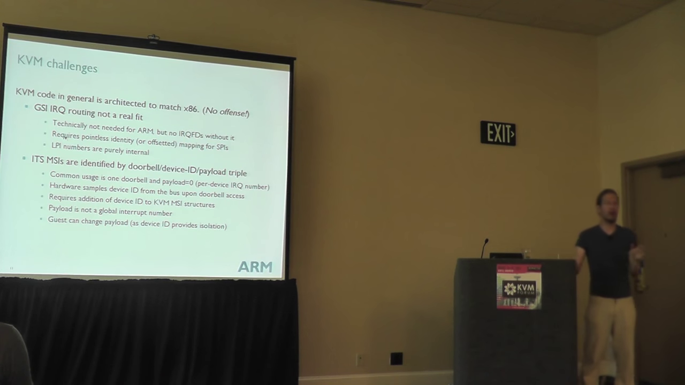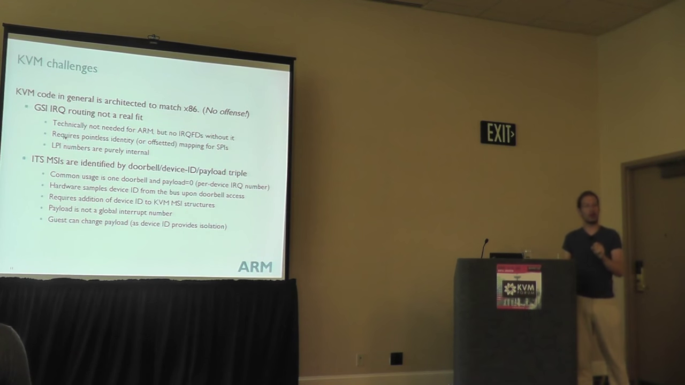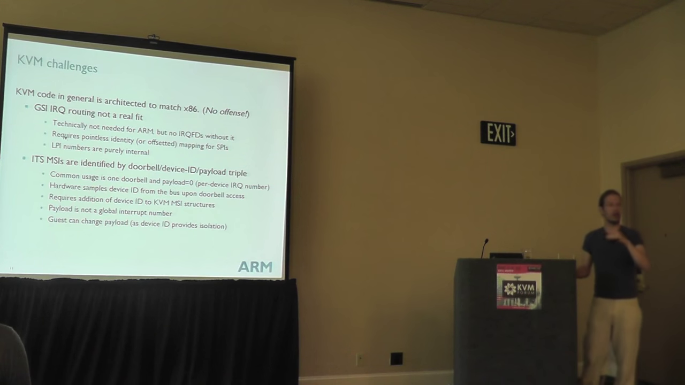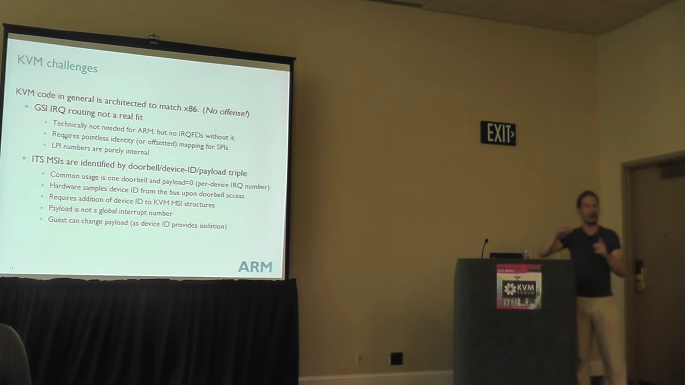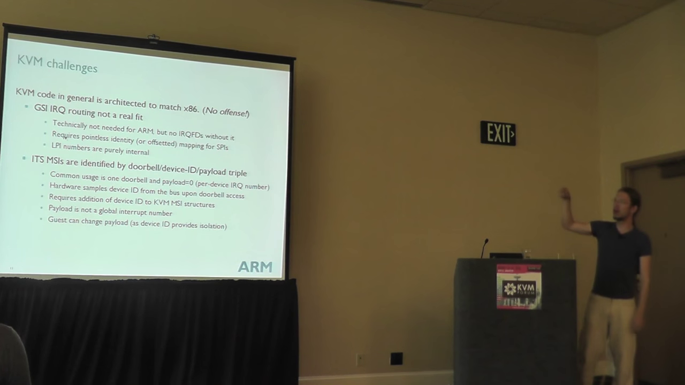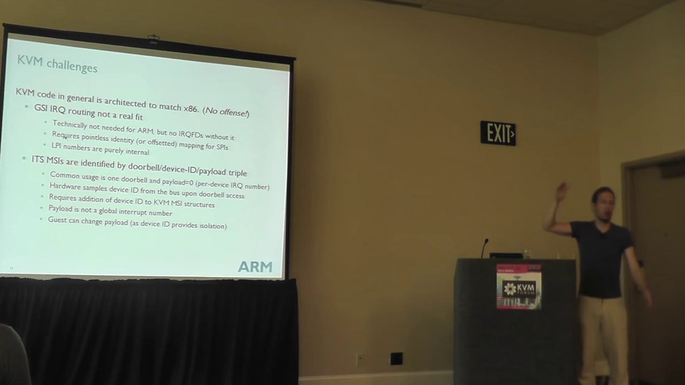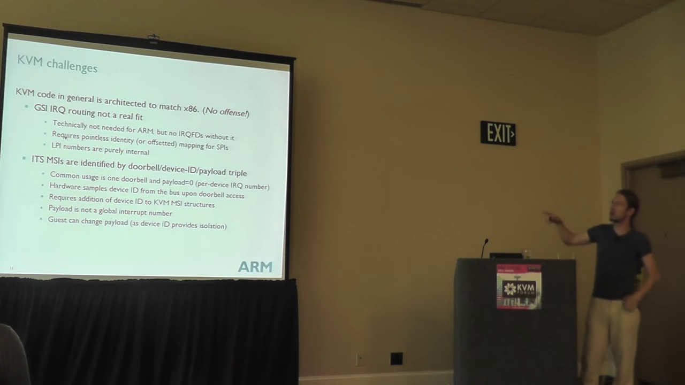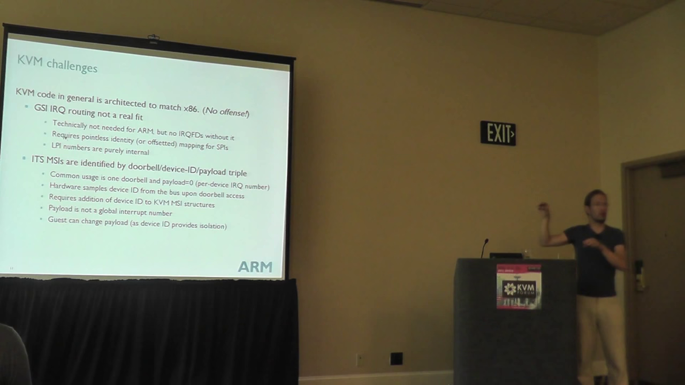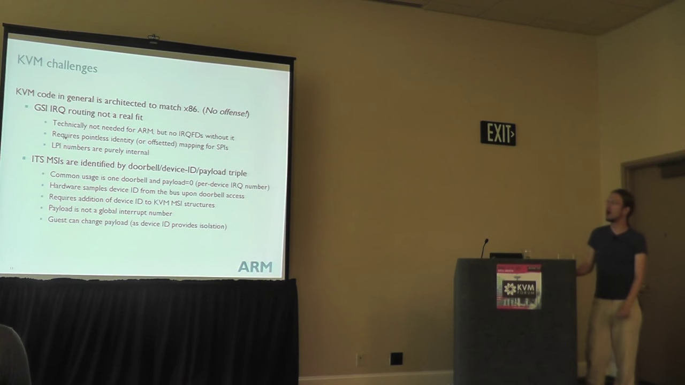So the device can no longer trigger spurious interrupts, because the ITS knows which device it came from, which ends up meaning that the payload is usually just zero if you have one interrupt per device. And the actual information is the doorbell, which is one per system usually, or one per ITS, which means once per system most of the times. And the device ID is the actual information, which is sampled from the bus.